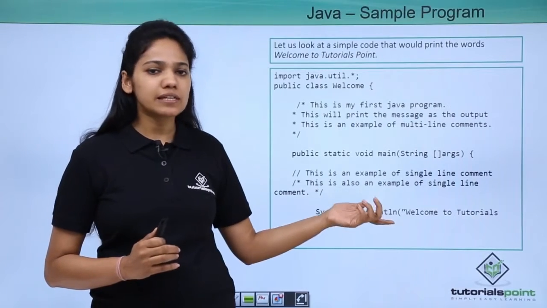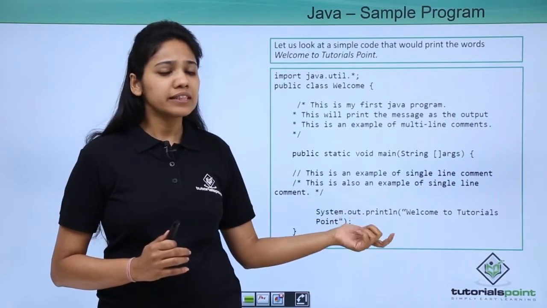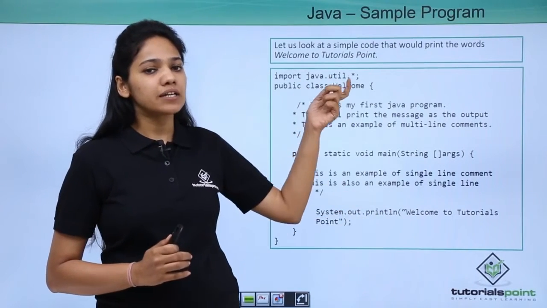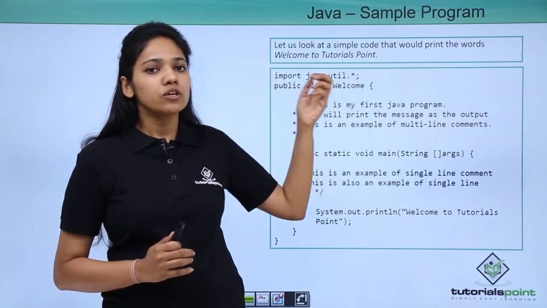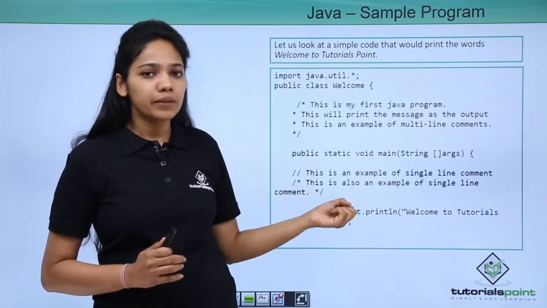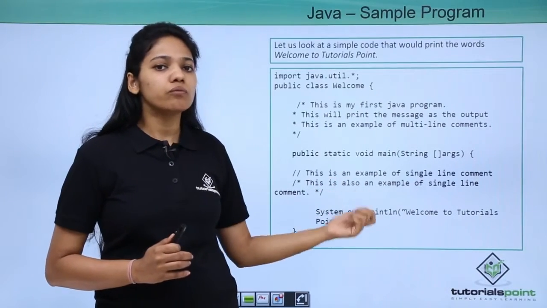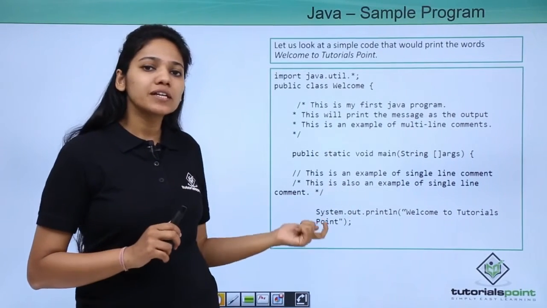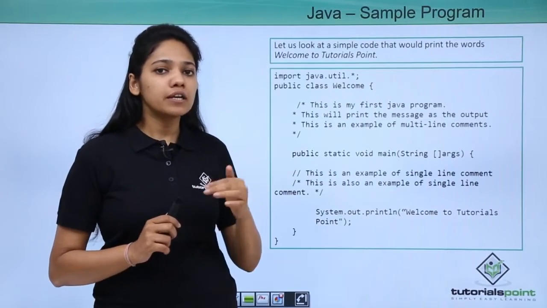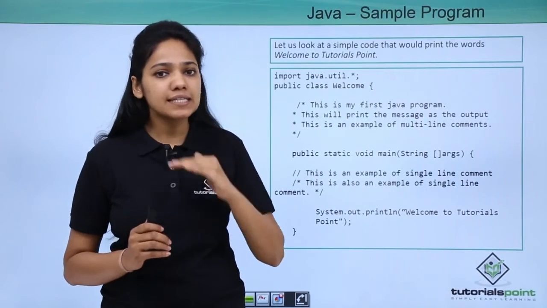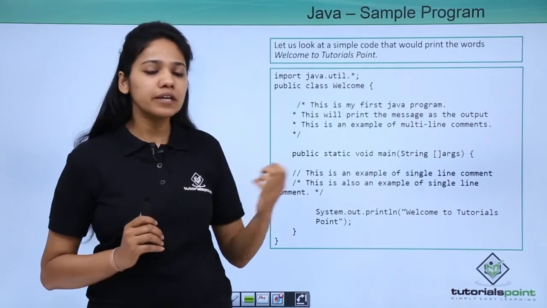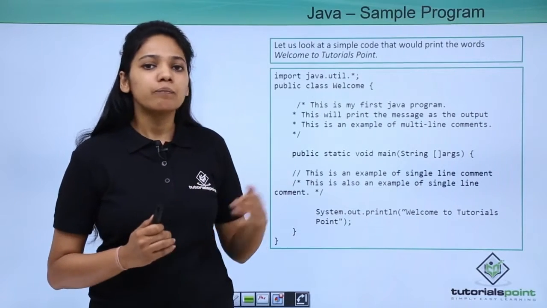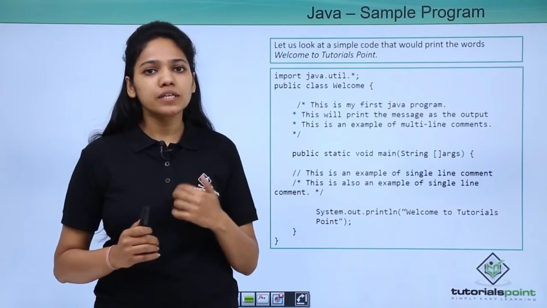What does each of these do? System is a class, out is a member of System, and println is a method, and these are available from a package called java.io. Each of them helps you to print the message. If you want to print a message on a single line, you can write system.out.print, but if you want a line break after the statement that you have printed, you need to provide println.